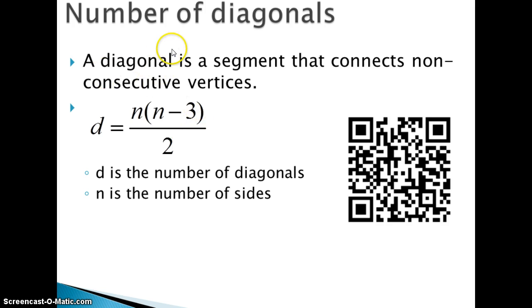Now, these formulas are important for you to memorize. I might give you a question on a quiz or a test where I'm asking you for the number of diagonals of a 25-gon. You do not want to be drawing those in, because as you can see, it's going to be a very large number. 25 times 22 divided by 2 is a very large number. So the formulas are better because you can just plug them in and go.